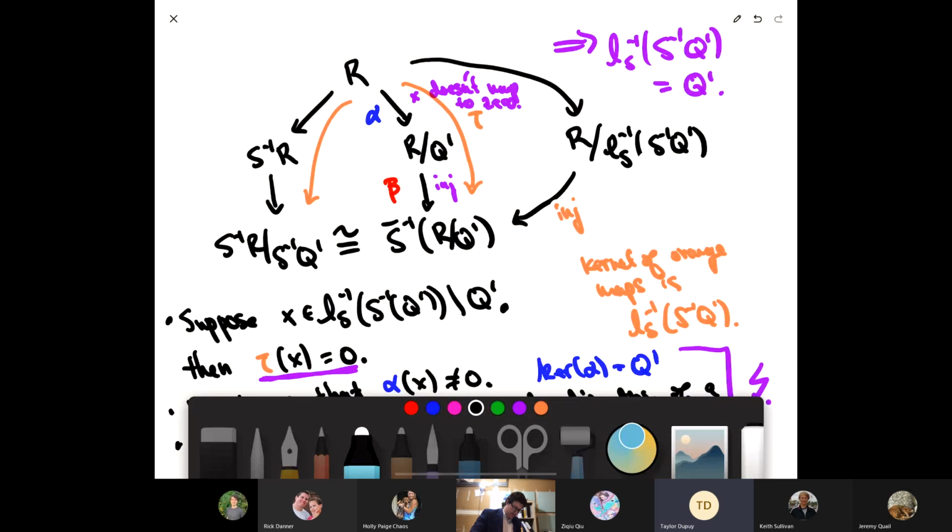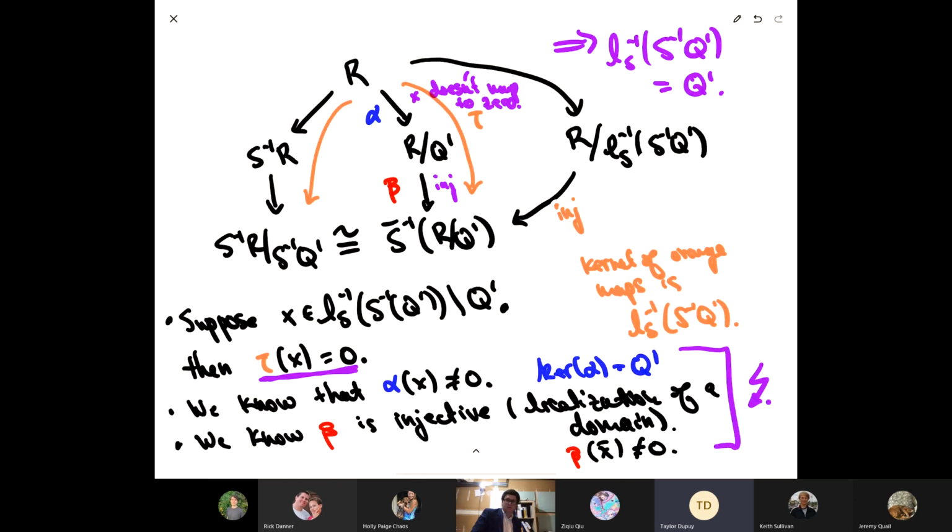Do you guys have any questions on that? Okay, so the key points are: use the universal property, and use that localization commutes with quotients.